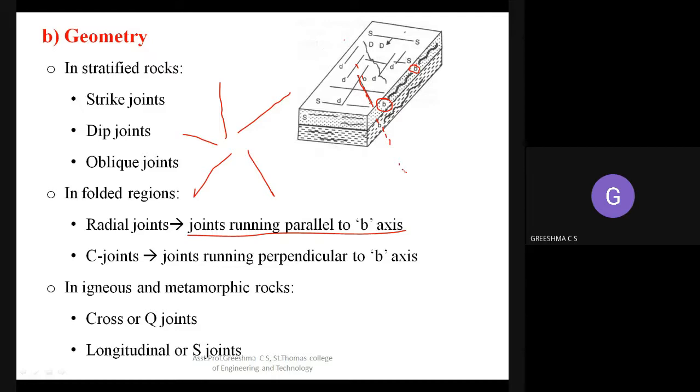Joints which run parallel to this oblique axis: here you can see this is the oblique joint, so oblique joints means it will be at an inclination, and this oblique joint has an oblique plane, which we call the B axis. Joints which run parallel to this B axis are called radial joints, and joints which run perpendicular to this B axis are called C joints.